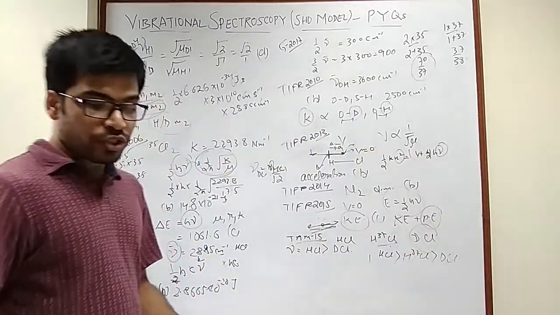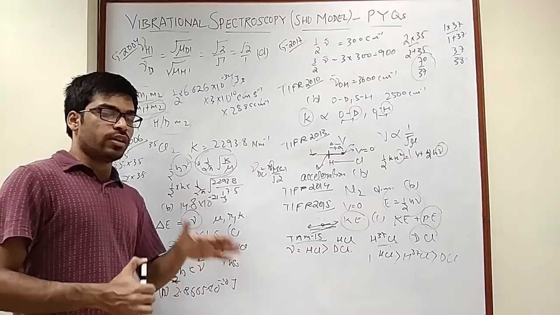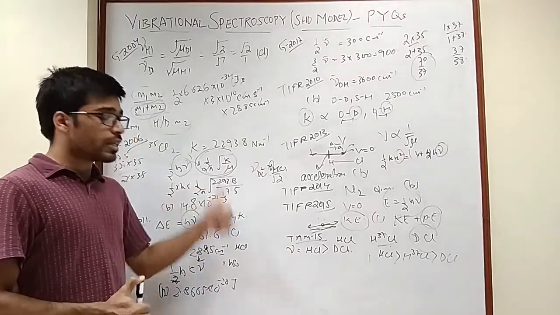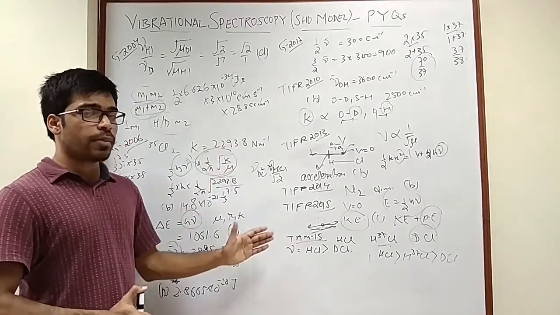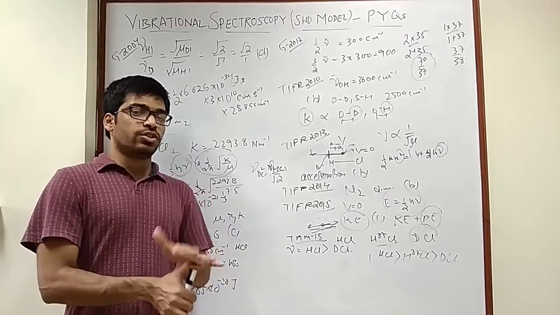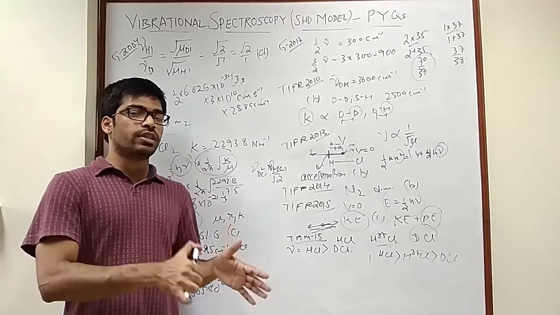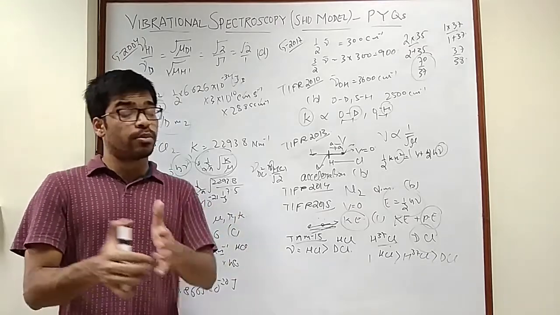And I think that's all the questions we have for the simple harmonic oscillator model of vibrational frequency from NET, GATE, TIFR, and IIT JAM. With this, we complete the introductory part of vibrational spectroscopy. In the next lecture, we'll start with the discussion of the anharmonic oscillator, and we'll see the questions that have come from the anharmonic oscillator for vibrational spectroscopy.